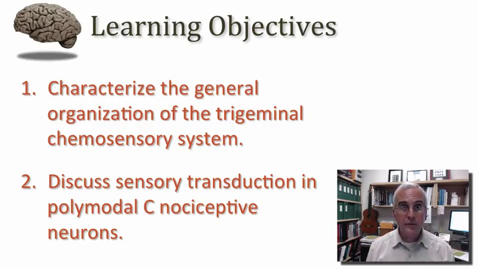In this brief segment of our tutorial, I want to focus on those polymodal C fibers associated with the trigeminal nerve that are innervating sensitive tissues in the head that allow us to respond to the presence of an irritating chemical substance in the environment, or perhaps one that we ingest.